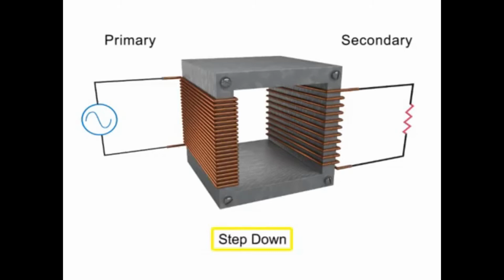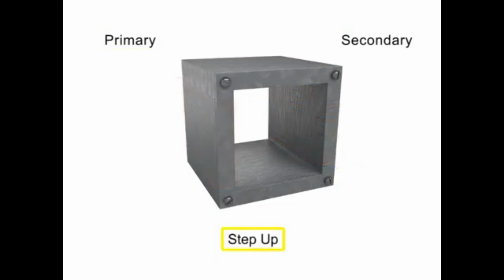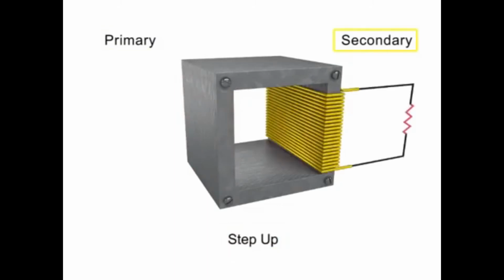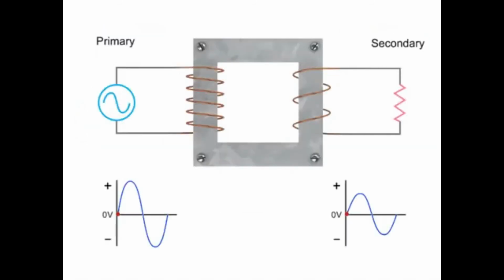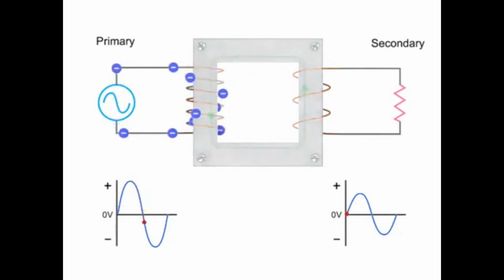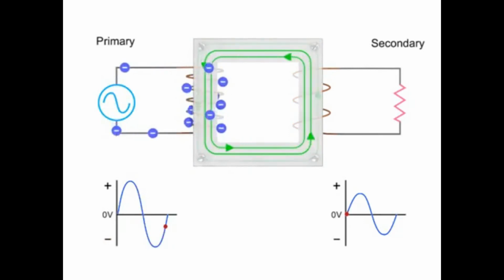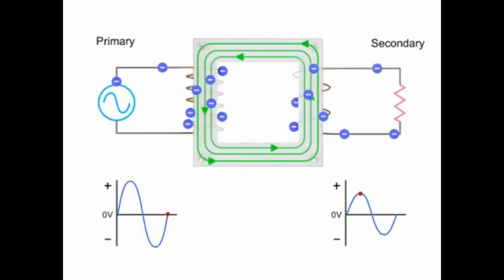In a step-down transformer, the number of turns in the primary coil is greater than the number of turns in the secondary coil. In a step-up transformer, the number of turns in the secondary coil is greater than the number of turns in the primary coil. The constantly changing current driven by an alternating voltage source induces a changing magnetic field in the core of the transformer. The magnetic field created by the alternating current in the primary coil generates the flux in the transformer core. The secondary coil converts the flux back into current flow and produces a voltage at the load or resistance in the secondary circuit.